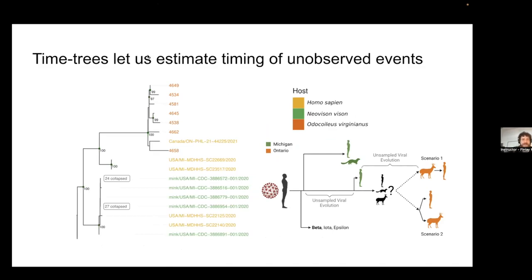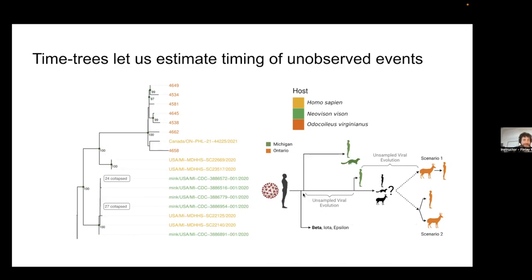So here is an example of a time tree letting us estimate the timing of an unobserved event that we're going to use in the lab. Here we see in yellow human infections, and in orange we see SARS-CoV-2 from deer. We can see here it looks like the ancestor was human. Something happened here. There was a whole bunch of deer infections, and there seems to be a human infection nested within those deer infections. So this might represent a transmission from a human to a deer to a human. There's a lot of unsampled evolution here. There's a lot of uncertainty there.